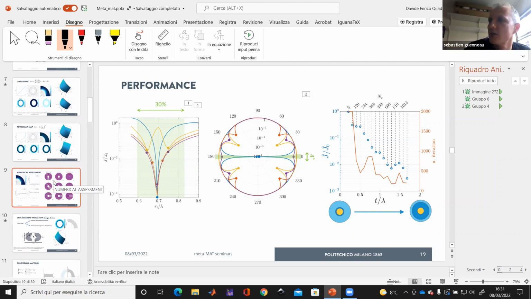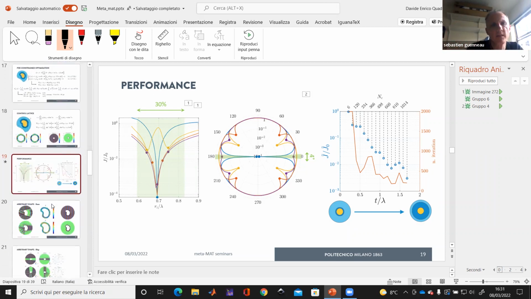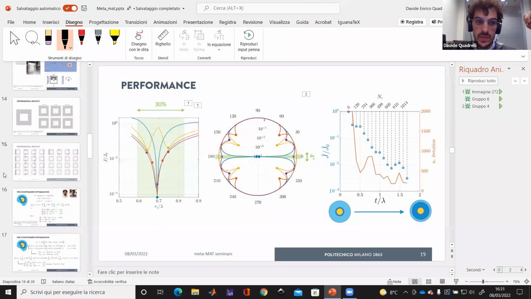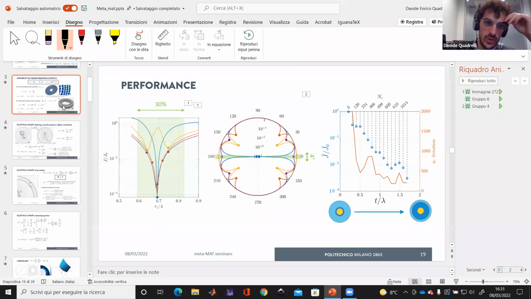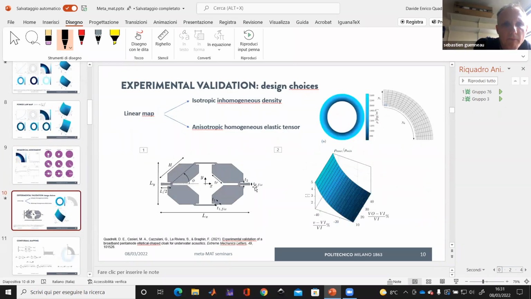Okay, another silly question. In terms of computational power, to come up with this design, what was your computational power? Was it just a laptop? Definitely not. I have a workstation to do this, especially for the anisotropic one. If you don't have the workstation, I don't think you can do this.